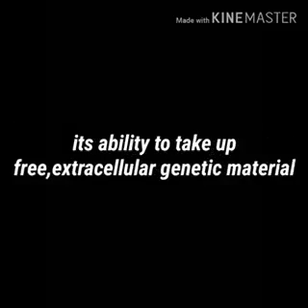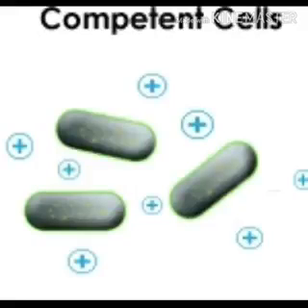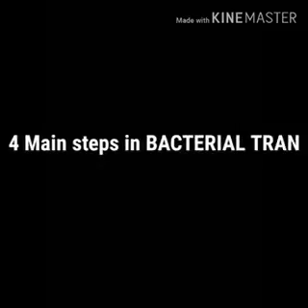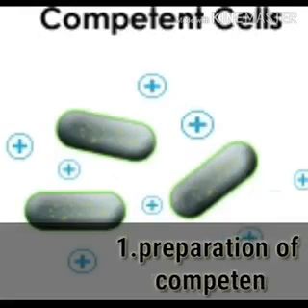The prerequisite for bacteria to undergo transformation is its ability to take up free extracellular genetic material. Such bacteria are referred to as competent cells. There are four main steps in bacterial transformation. The first one is preparation of competent cells.